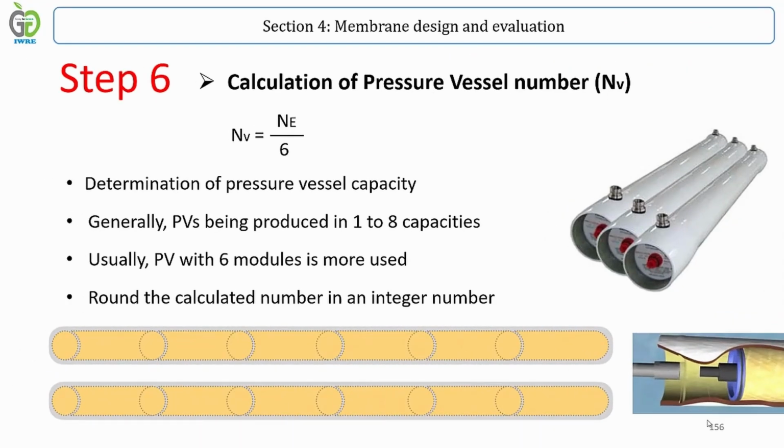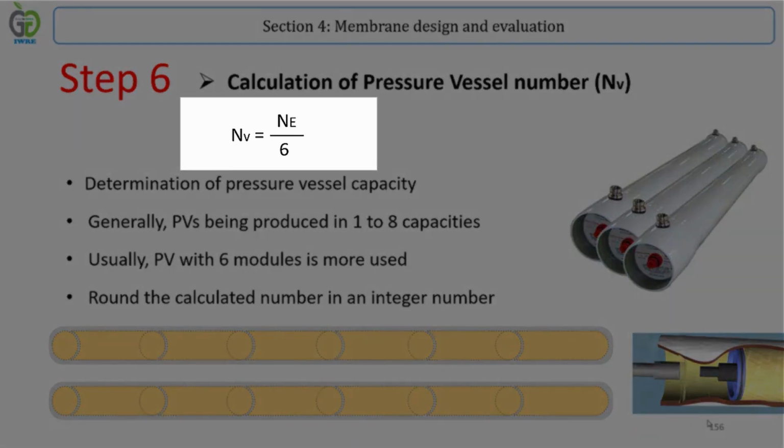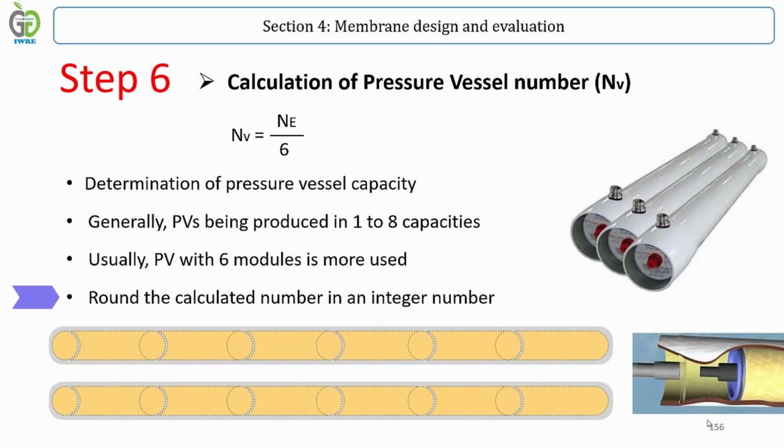Step 6. Calculation of pressure vessel number. The total number of pressure vessels needed is equal to the total number of modules divided by the number of modules in a pressure vessel. The calculated number should be rounded up to the nearest integer. For large systems, 6-element vessels are standard, but vessels with up to 8 elements are available. For smaller or compact systems, shorter vessels may be selected.